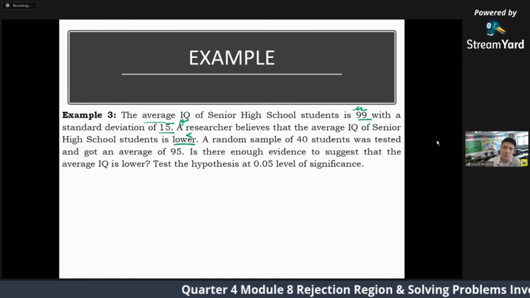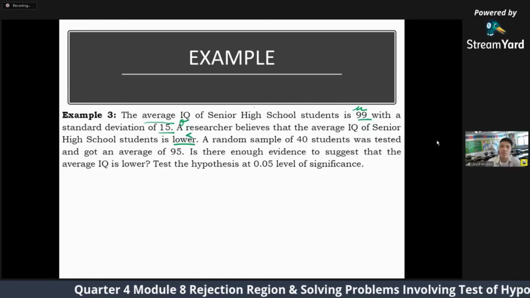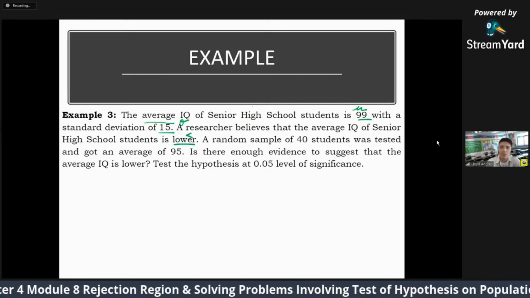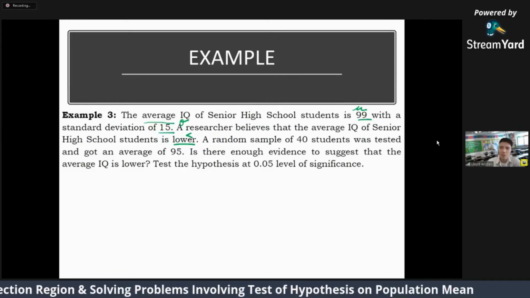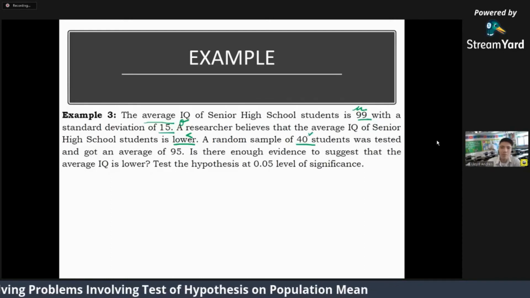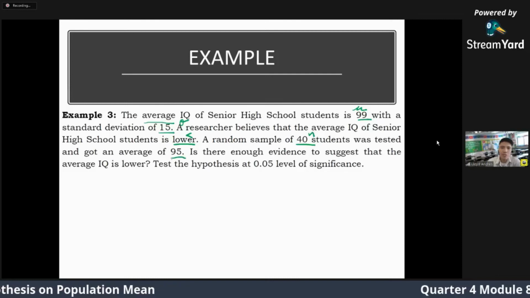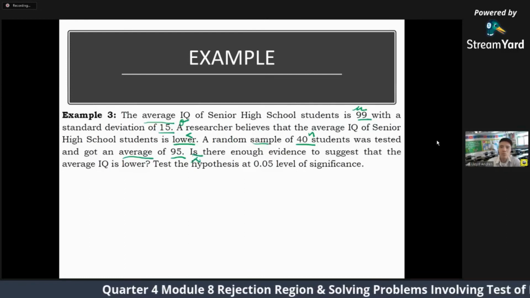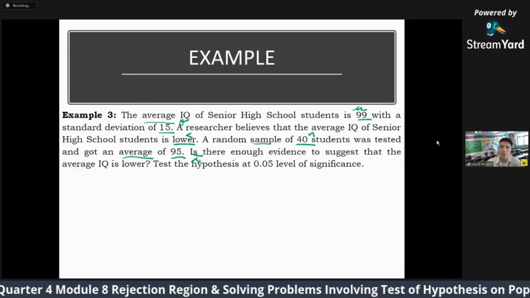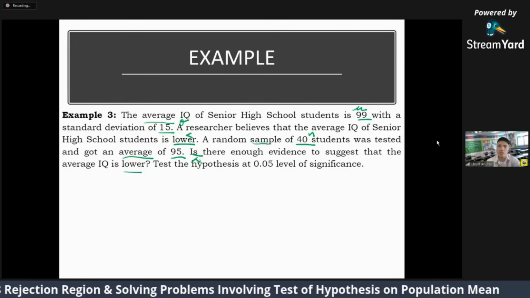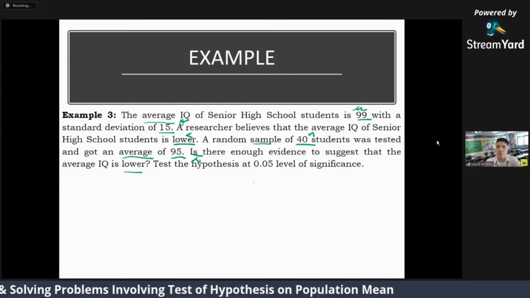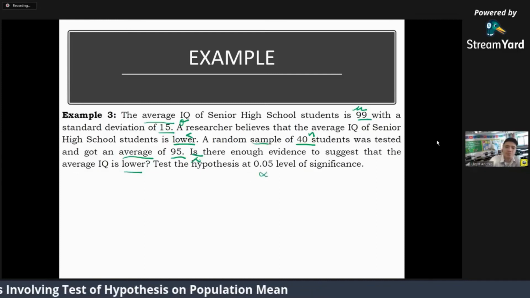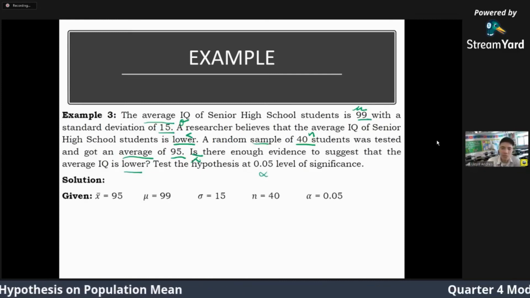Left tail test or specifically one tail test, specifically left tail test siya. Sample size na to is 40, so n na to na. Then kani 95 is the average, which is based sa sample, so this is x bar. So is there enough evidence na lower? So manang alternative hypothesis na to. Then alpha na to is 0.05. So those are the given.